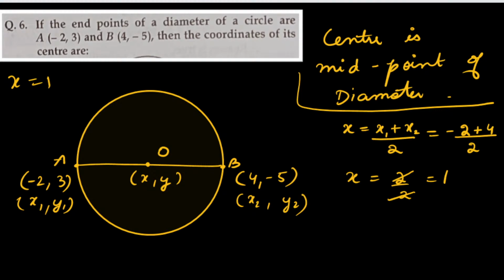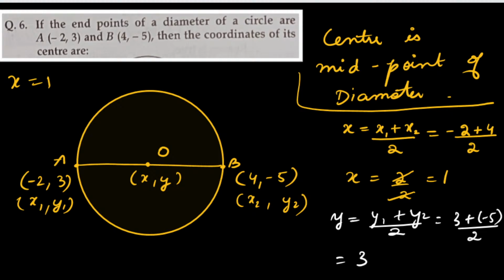Let's find y now using the y formula. y is equal to y1 plus y2 by 2. So y1 is 3 plus minus 5, by 2. Two signs together make a single sign, so plus minus is minus. 3 minus 5 by 2. 3 minus 5 is minus 2, because 5 minus 3 is 2 and the sign of the greater number, which is minus with 5. So minus 2 by 2 is equal to minus 1. y is equal to minus 1.